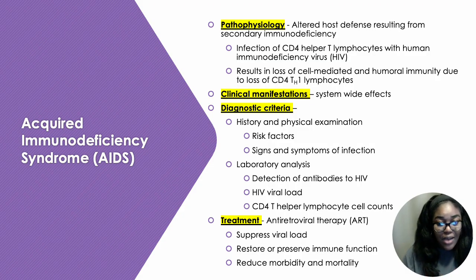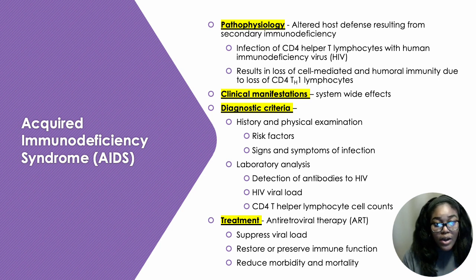The first disease that we'll talk about today is the AIDS disease, or acquired immunodeficiency syndrome. And a lot of you may have heard of this syndrome already, and it's more closely related to HIV. So we see HIV and AIDS paired together, but we're talking specifically about the AIDS portion of that condition. And the pathophysiology is that there is an altered host defense resulting from secondary immunodeficiency. And when we discuss secondary immunodeficiency, then it's primarily caused by HIV. HIV is where the individual is infected with this virus, that viral load increases, and then it thus progresses into AIDS. So that's where we are at this particular portion.